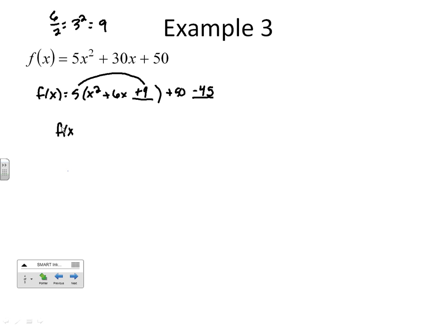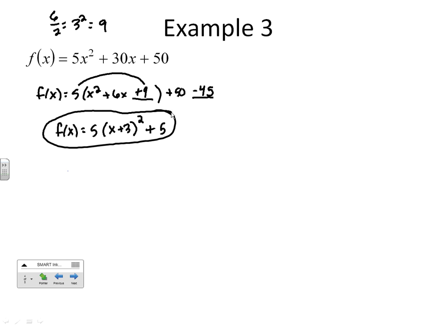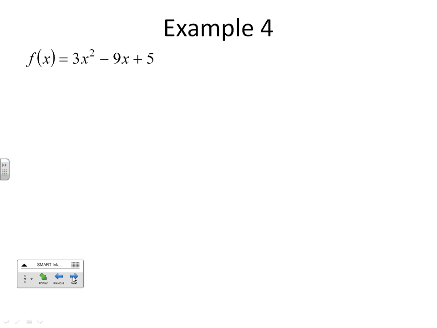So that gives me f of x equals 5 times my parentheses has x plus 3 squared, because x plus 3 times x plus 3 gives me x squared plus 6x plus 9. And 50 minus 45 is 5. So that's my vertex form. Really the only thing that can make this more complicated is if we end up having to have fractions. So this last example has some fractions.